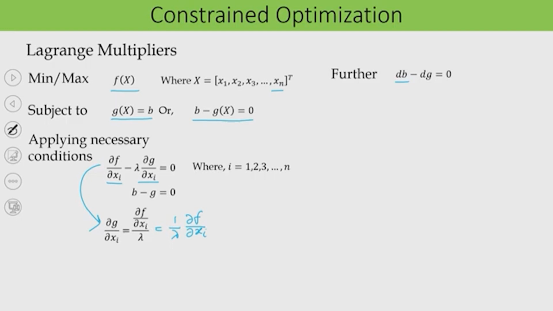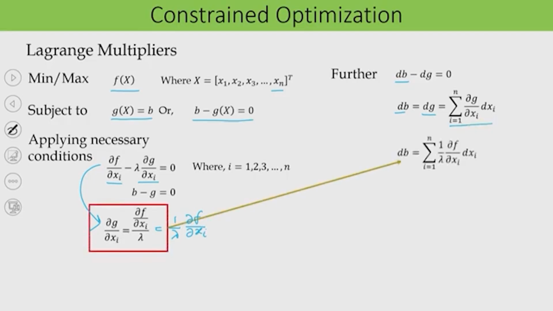I can also write that if there is a small change in b, then if I take the derivative, db minus dg equal to 0. Taking the derivative of this constraint function, db is equal to dg, the total derivative of the constraint function, which is equal to the summation over i equal to 1 to n of del g by del x i dx i. We have already calculated del g by del x i, so if I put it in, it is 1 by lambda del f by del x i dx i.